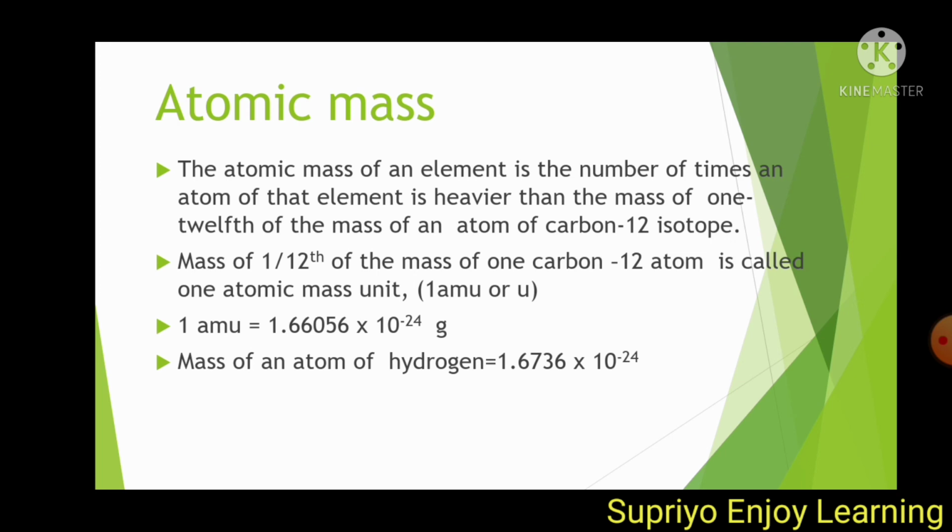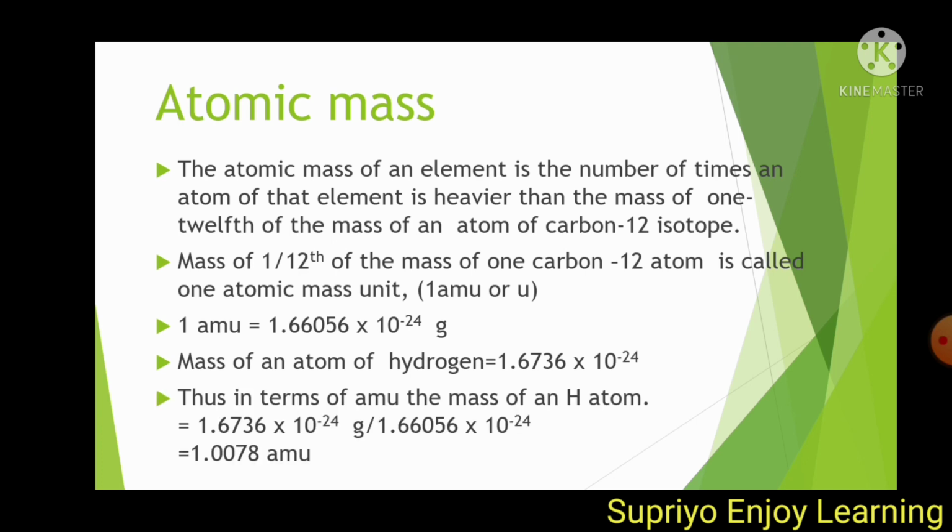Now the mass of an atom of hydrogen is 1.6736 into 10 to the power minus 24 gram. So in terms of AMU, the mass of a hydrogen atom is equal to 1.6736 into 10 to the power minus 24 gram divided by 1.66056 into 10 to the power minus 24 gram, and it is equal to 1.0078 AMU.